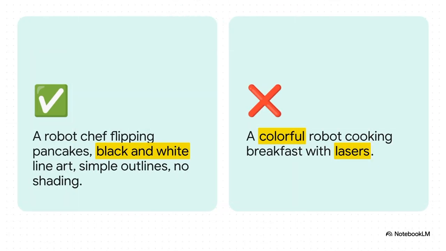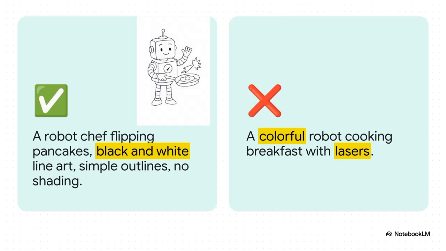Okay, check this out, because this part is super important. How we write the prompt changes everything. See, if we just ask for a colorful robot, the AI might give us a picture that's already colored in. But we want to do the coloring. So the trick is to be really specific, like in the good prompt. You have to tell the AI you want black and white line art.